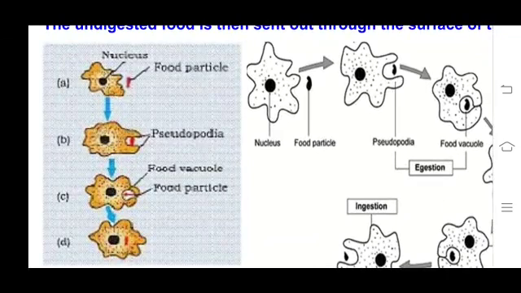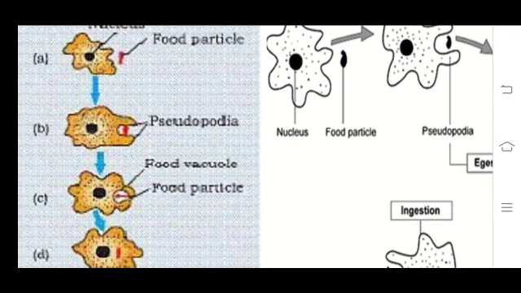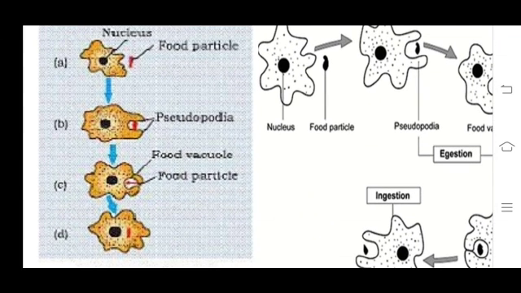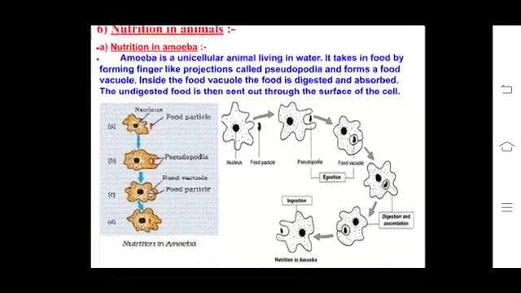Food particle is near the organism. After that, finger-like projections, pseudopodia, are formed, and the pseudopodia engulf the food particle, and then a food vacuole is formed, and inside the food vacuole enzymes are released and the food is digested. After the digestion, the food is assimilated by the whole body, and then the waste material also comes out through the pseudopodia.